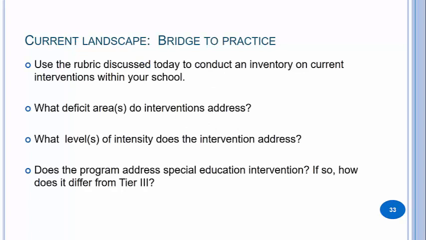So is there something on the slide, Ty, that you think we should speak to, or is it sort of straightforward? Use the rubric discussed today, conduct an inventory on your current interventions. You've talked about that. What deficit areas do interventions address? You've talked about that. Levels of intensity, program address special ed, how does it differ from tier three? Yeah, so I think the goal here is the I do, we do, you do model, for those on the phone that will participate in this webinar to go back to their populations, their districts, their schools, and begin this step-by-step process of looking at what they have in their buildings. And then when we come back to our next webinar, be able to talk through those pieces.